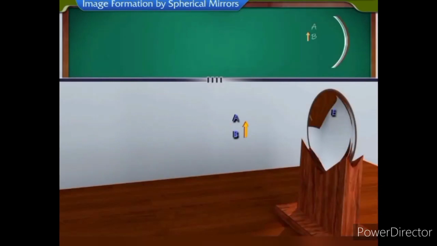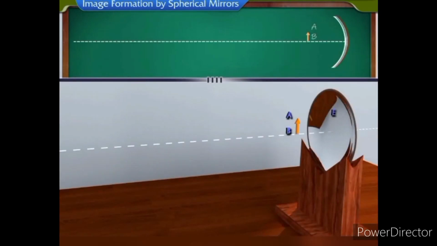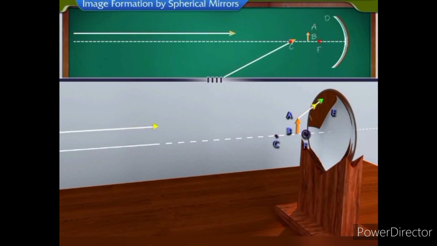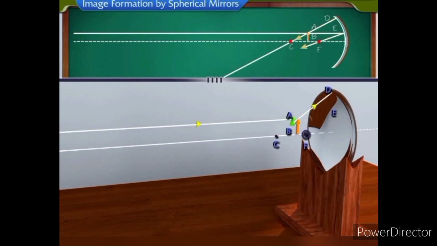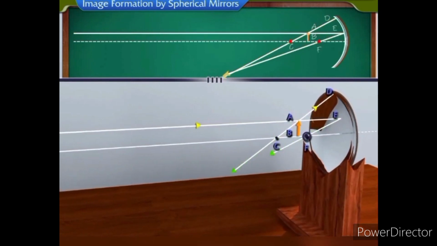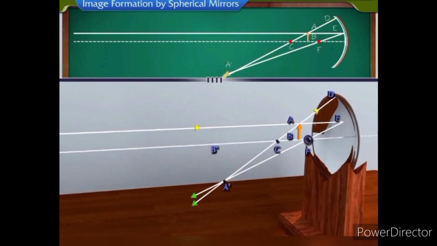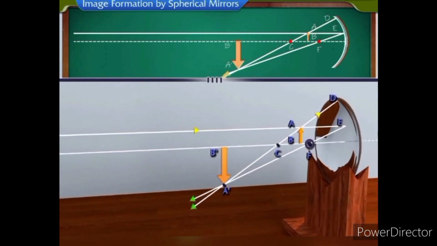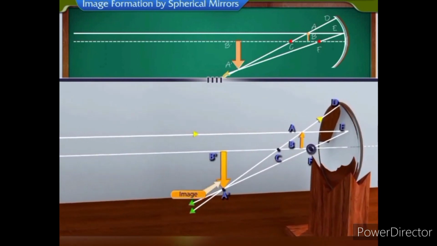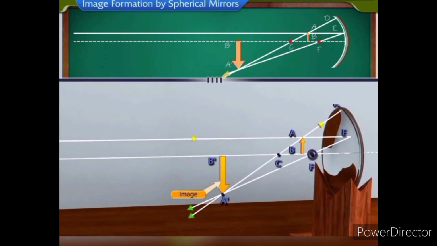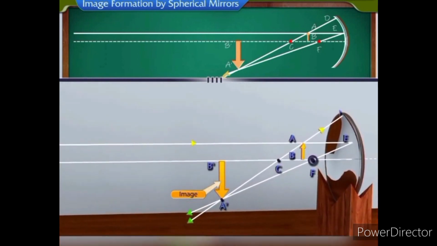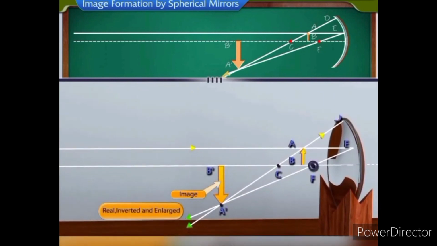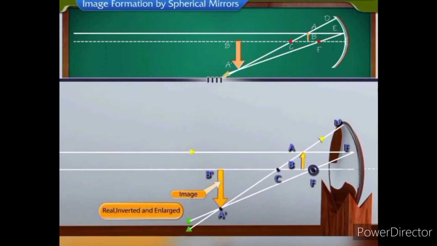The object AB is now placed between F and C. The rays AD and AE after reflection intersect in point A'. Inverted image A'B' is obtained beyond C. This image is real and enlarged.